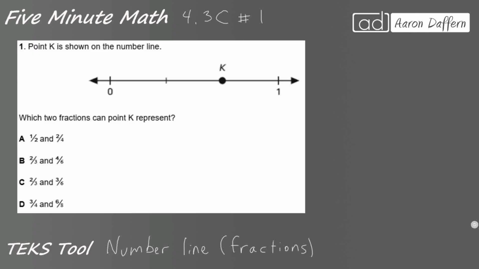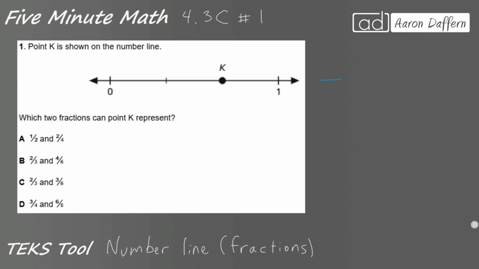All right, so we've got point K on the number line here, and we need to find two fractions that K represents. We want to draw a number line, but we could use the number line that exists if we want to. And the first point should be fairly easy, right? We want to find a fraction that K represents.